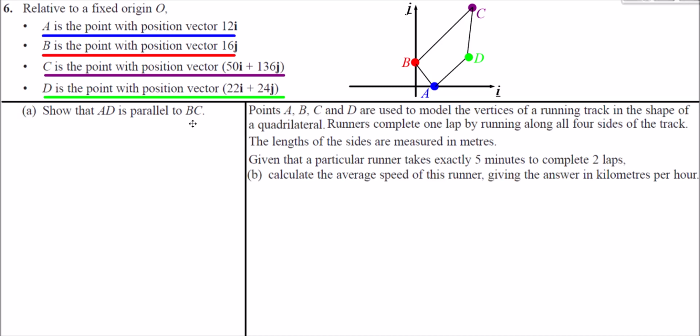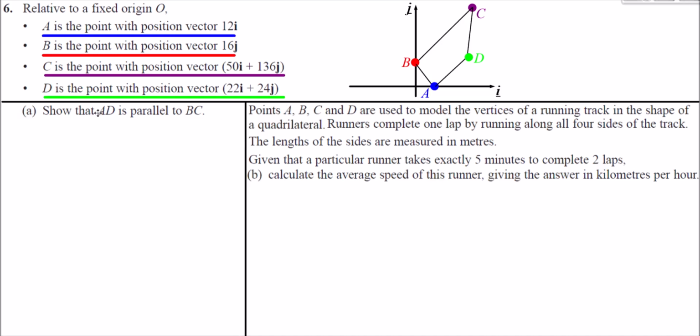Now to do that, we need to remember the key concept for if two vectors are parallel to each other. If one vector is parallel to another, then that vector can be written as a multiple or a factor of the other one. So all we need to do is to show that AD is a multiple of BC, or that BC is a multiple of AD, either way round.